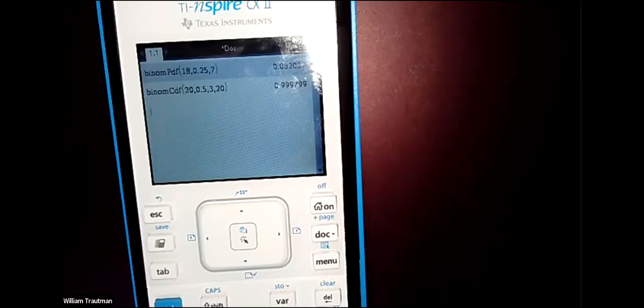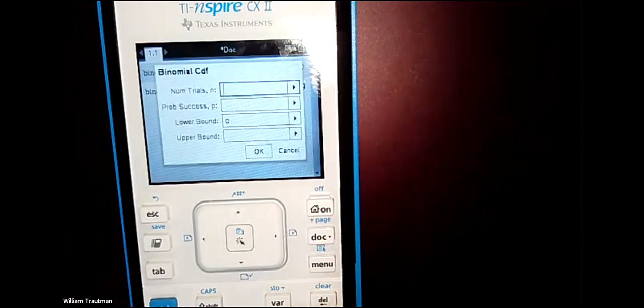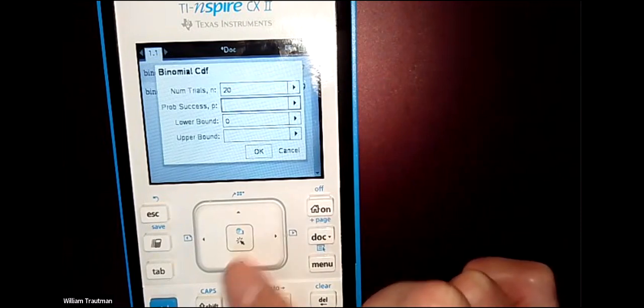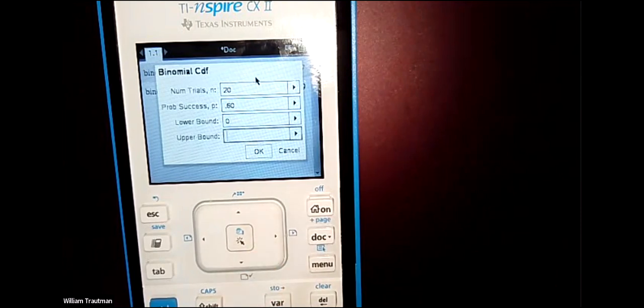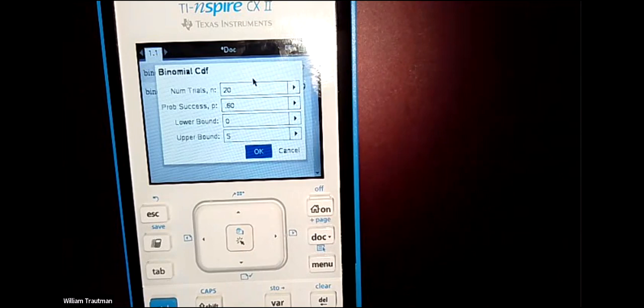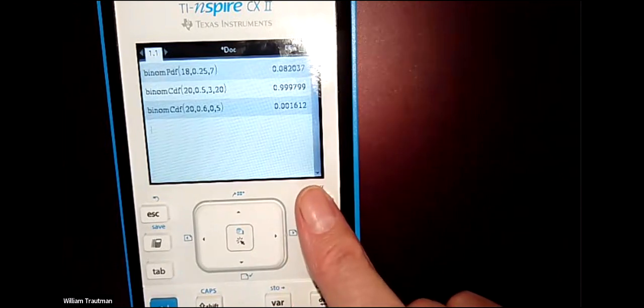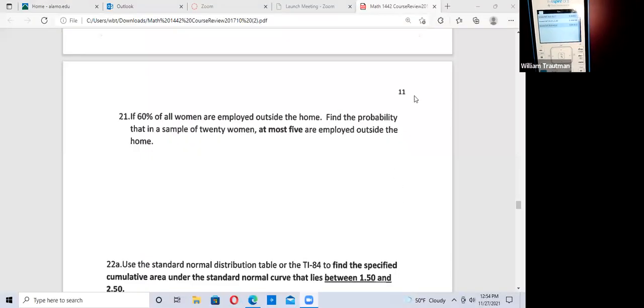So on my calculator, I'm going to do menu 5, 5B, just like last time. Number of trials, we said 20 trials. Probability of success is 0.60. The lower bound, you could have 0. The upper bound, at most, was 5 correct. And hit OK. There's our answer. For 21, 3 decimal places would be 0.002. If they did 3 decimal places here, I mean, just depending on what they want.